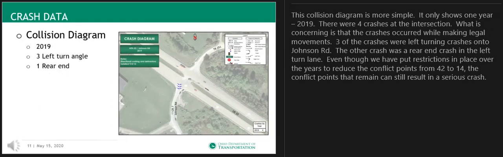This collision diagram is more simple. It only shows 1 year, 2019. There were 4 crashes at the intersection. What is concerning is that the crashes occurred while making legal movements. 3 of the crashes were left-turning crashes onto Johnson Road. The other crash was a rear-end crash in the left turn lane.